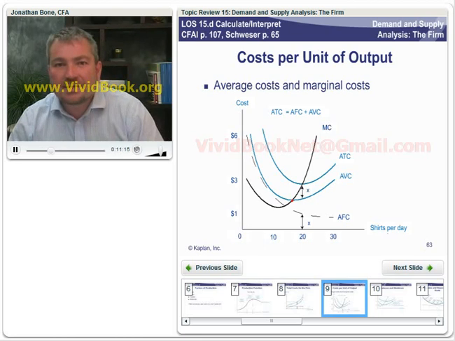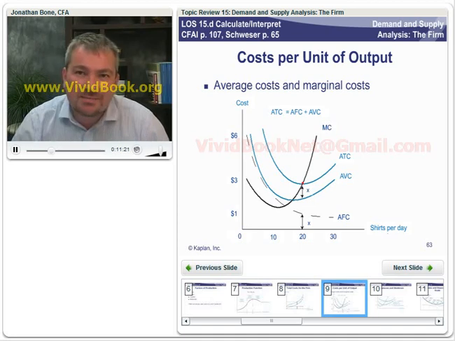Now the same is going to be true of average total cost. If the marginal cost is below the average total cost, producing one extra unit will push cost down, so average total cost falls. If marginal cost is above average total cost, then producing that one extra unit will cause the average to rise. So again, essentially, the marginal cost curve passes through the minimum point on the average total cost curve.